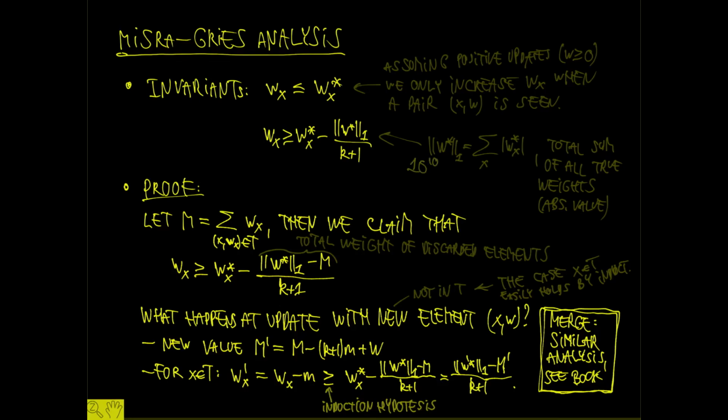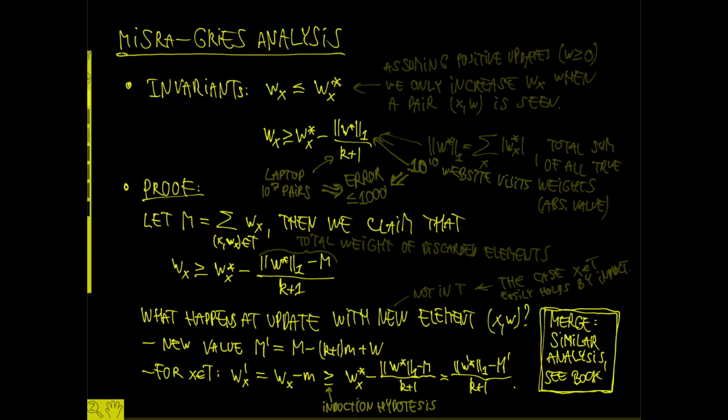Let's try to plug in some concrete numbers. Suppose that we are storing information about 10 billion website visits, that's 10^10 visits, and we have just a laptop. So we have capacity to store, let's say, 10 million URLs and corresponding counts, 10 million pairs. So k is 10 million, and the number of visits is 10^10, so then the error in the number of visits recorded is at most 1000. In practice, one can often get a much better error by some variants that I'm going to discuss next.